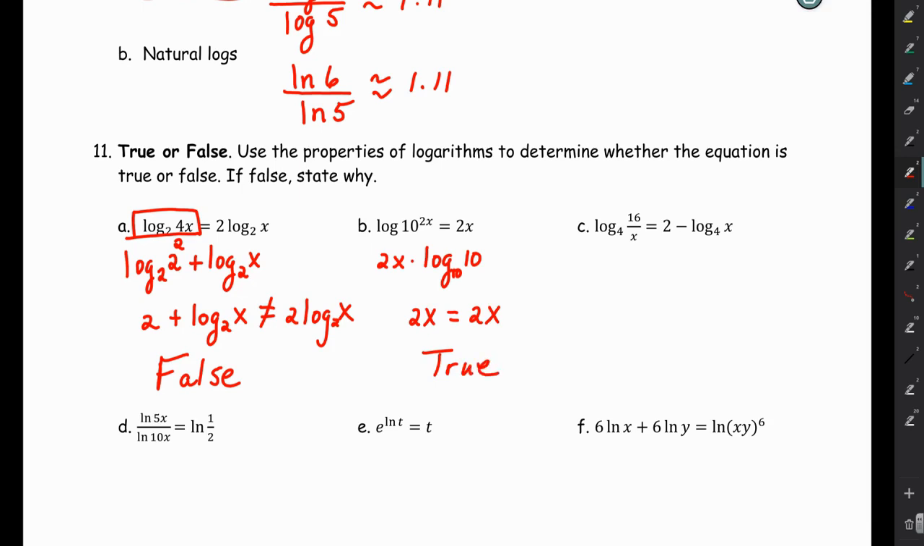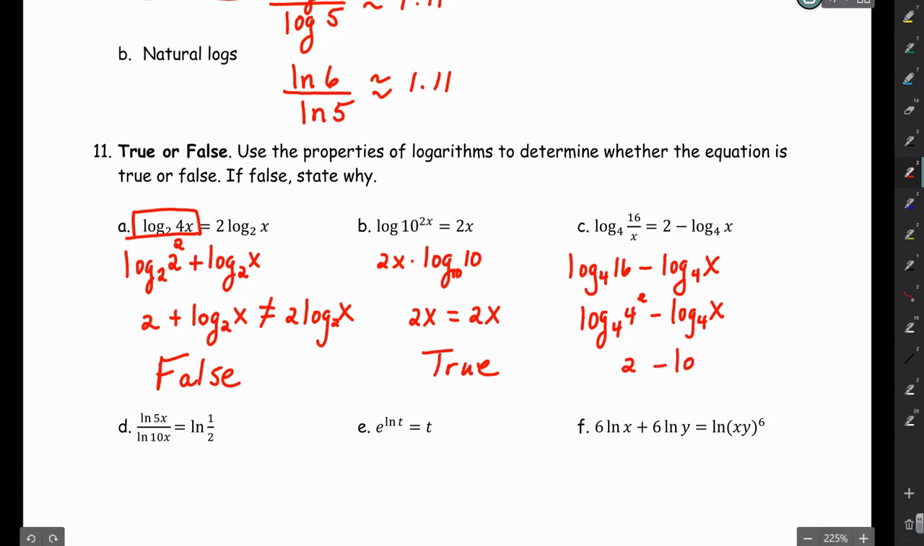Okay, let's see. For letter C, I could write log base 4 of 16 minus log base 4 of x. Let's say that's log base 4 of 4 squared minus log base 4 of x. Log base 4 of 4 is 1. Bring the 2 out front. I get 2 minus log base 4 of x. That does equal what's on the right side.